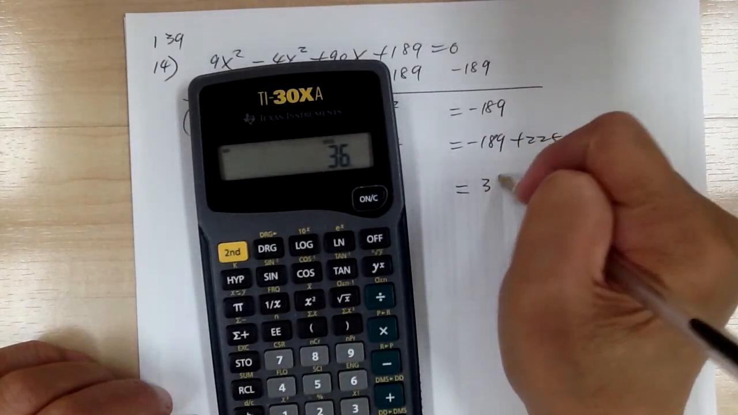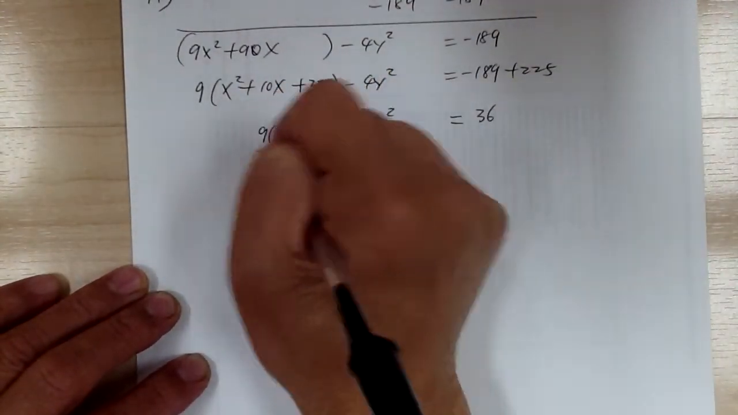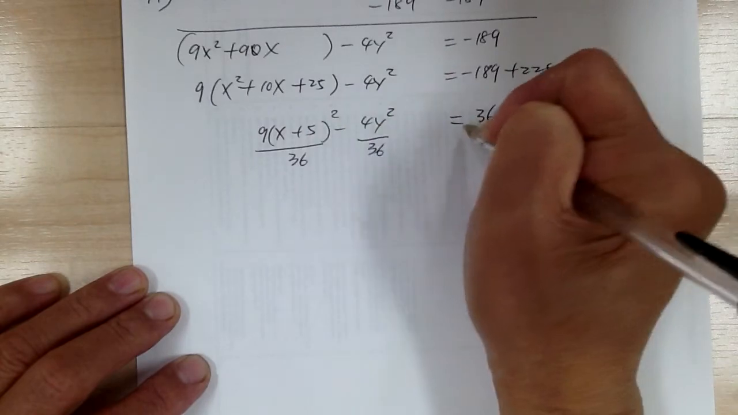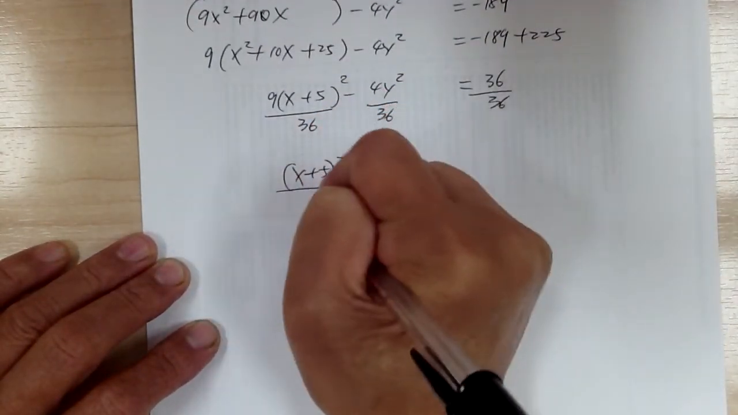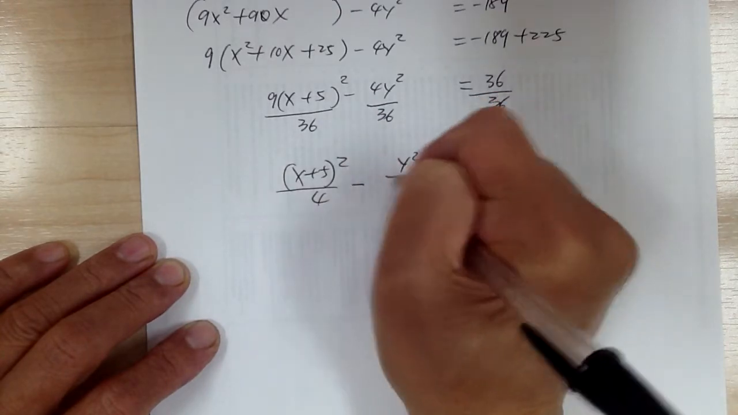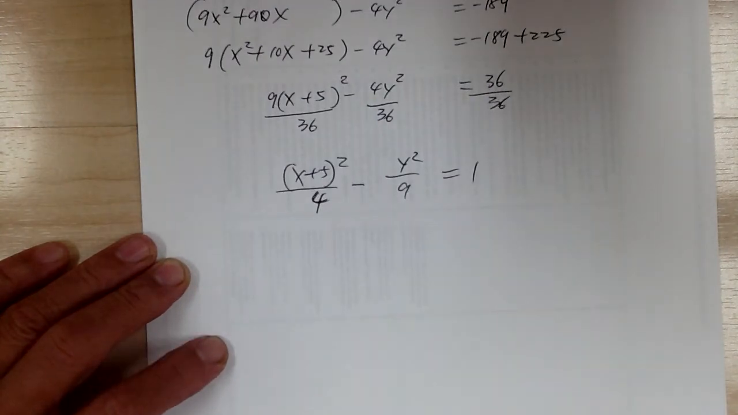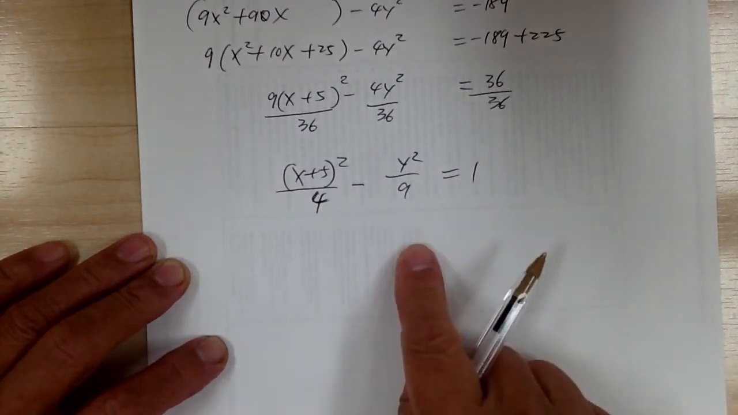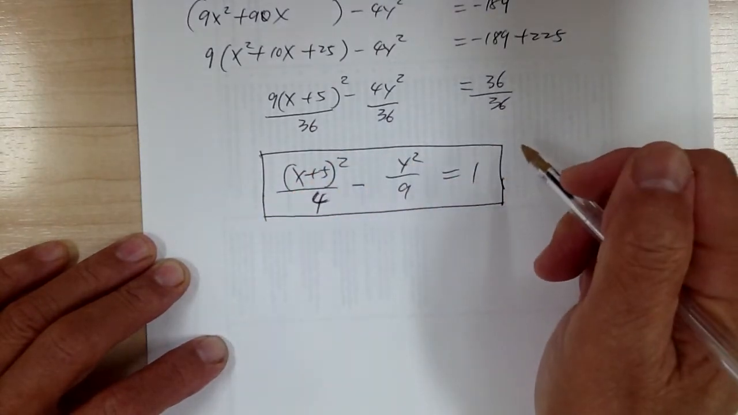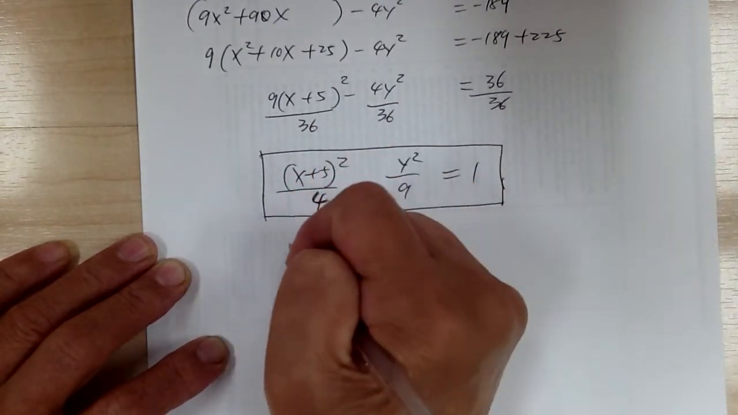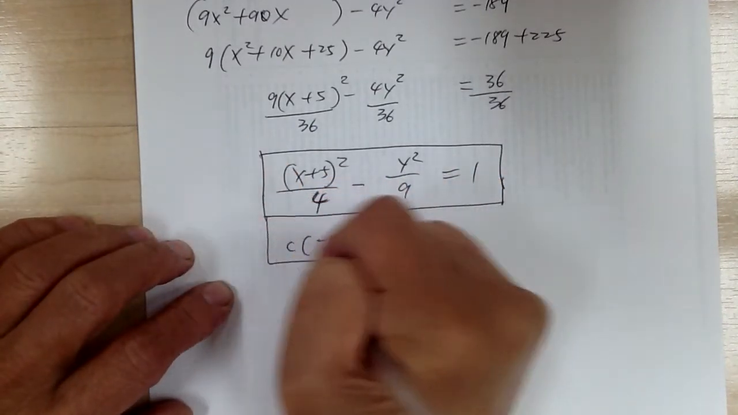Okay, and this will give you 36. And after that, you need to make this equal to 1, so divide by 36. So you got (x plus 5) squared over 4 minus y squared over 9 equal to 1. Okay, so that's your standard form, so we did that. So that's the first part. And then we have to find the center. Okay, so the center is going to be at -5, 0. Okay, so we did that.